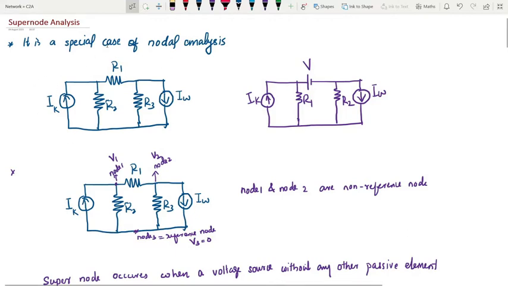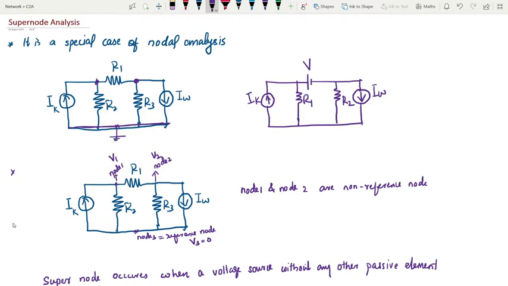This is the first one. This is the second one. How many nodes are there? This is one node. This is another node. And this common thing, this line, the entire thing is a node. We can mark that node anywhere over here. Let's say I am marking the node here like this.